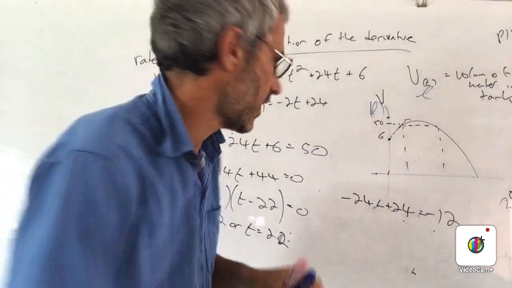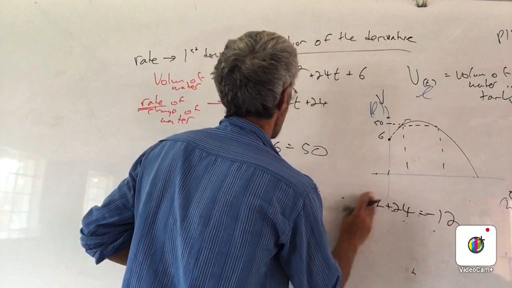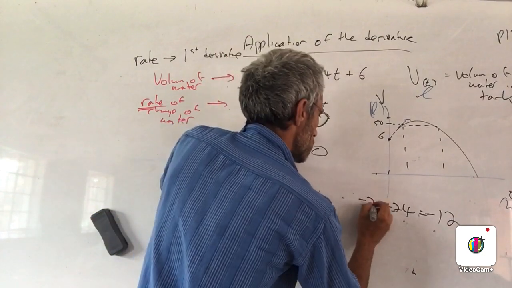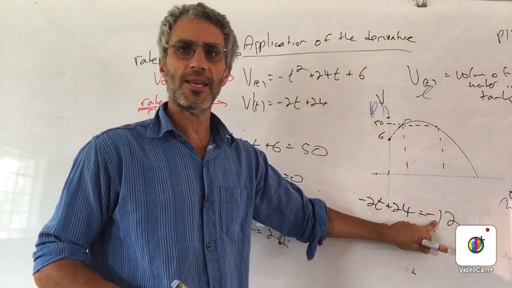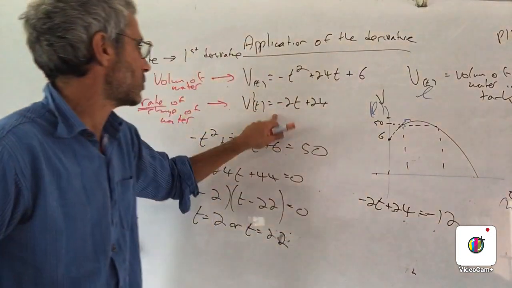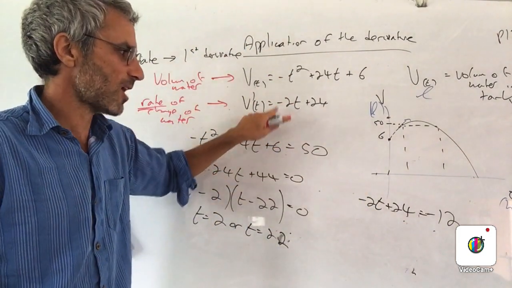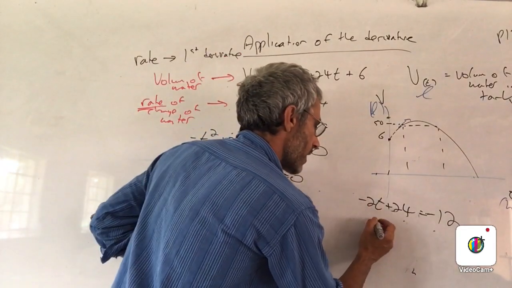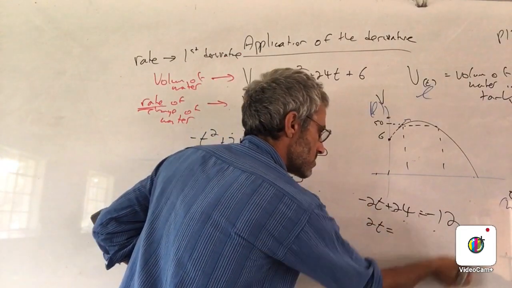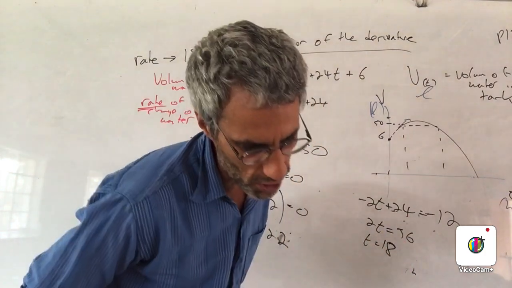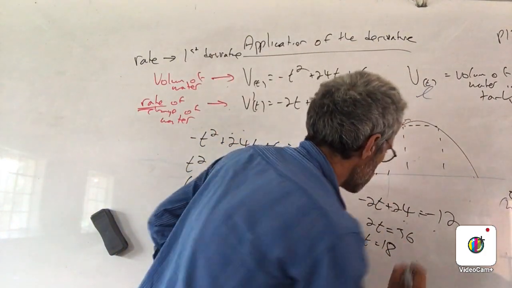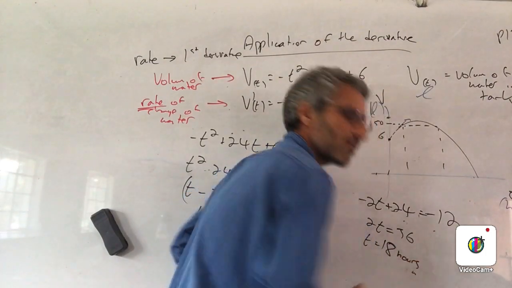I'll pause here. Thank you, Simon. This is not minus 24t, it was minus 2t. So rate of decrease of 12 means equal to minus 12, and yes, you have to use the derivative now, not the function. Quickly rearranging, I'm getting 2t equal to 36, t equal 18. I'm just going to check. 18 hours, happy days.